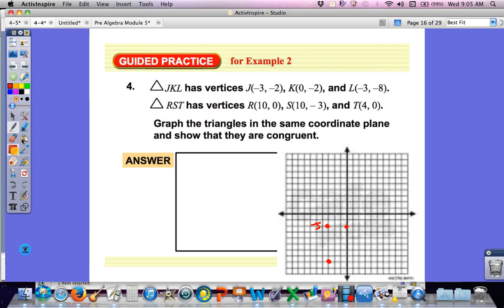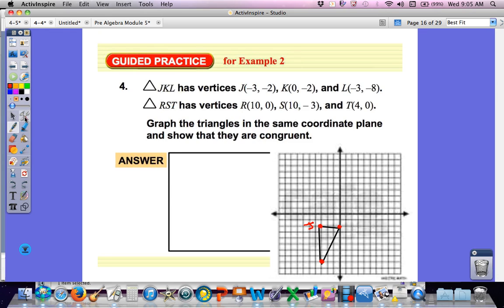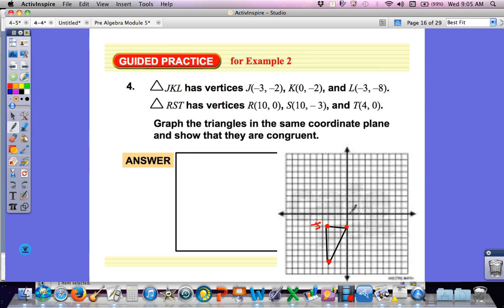And I'm going to get my straight line tool. And I'm going to draw, ooh, it's a little crooked because I didn't get the straight line tool. Now I'm going to draw the other triangle, 10, 1, 2, 3, 4, 5, 6, 7, 8, 9, 10. Okay, and then I'm going to have 10, -3, 1, 2, 3, and 4, 0, 1, 2, 3, 4. Okay.